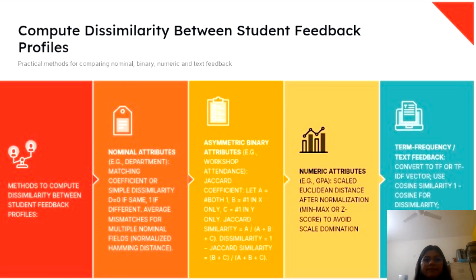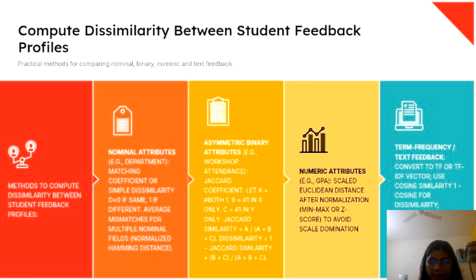Compute dissimilarity between student feedback profiles. We have already found similarities. Now we have to find dissimilarity between student feedback. These are practical methods for comparing nominal, binary, numeric and text feedback. First is nominal attributes: matching coefficient or simple dissimilarity.